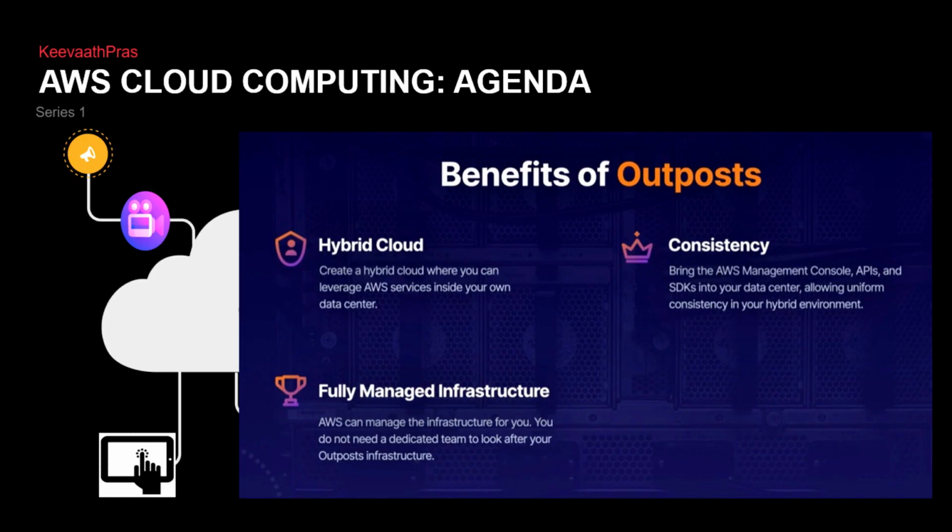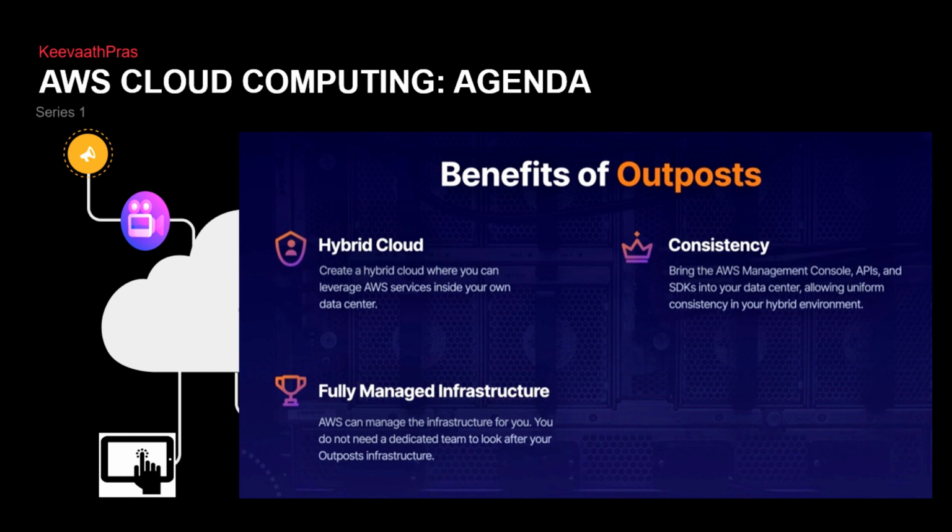So what are all the benefits of the Outpost? We have a hybrid cloud. This is exactly what we saw in the VMware. Create a hybrid cloud where you can leverage AWS services inside your own data center. It's a fully managed infrastructure. AWS can manage the infrastructure for you. You do not need a dedicated team to look after your Outpost infrastructure.